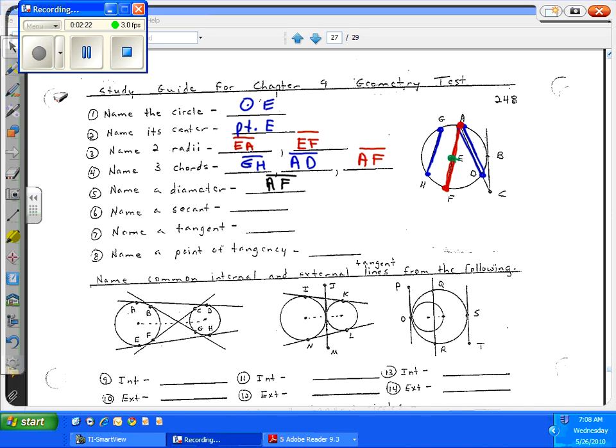A secant, the way I remember it, it goes through the C and can't stop. GH is a chord that joined 2 points on the circle. It didn't go all the way through. The one that goes all the way through would be from A to C. You can see I'm getting off as I go through there.